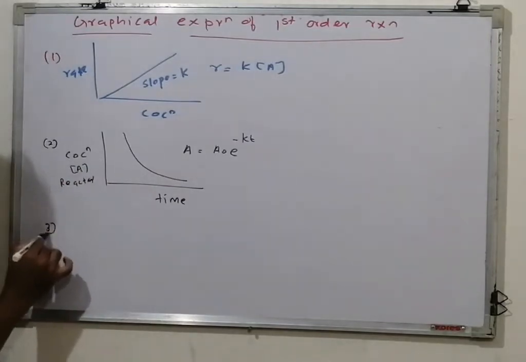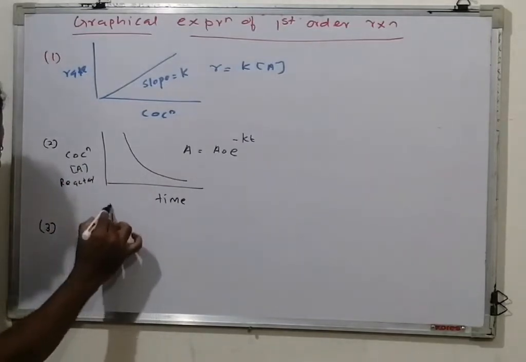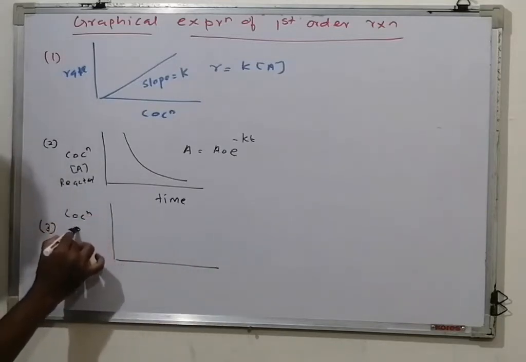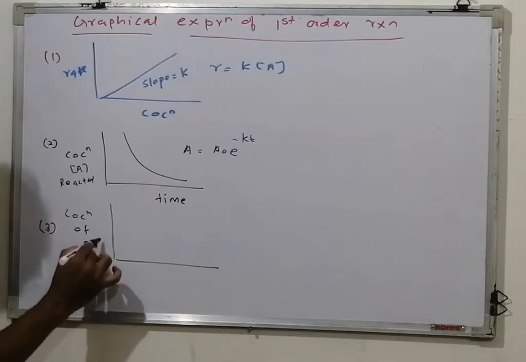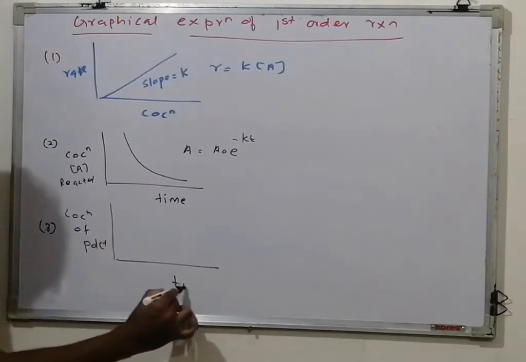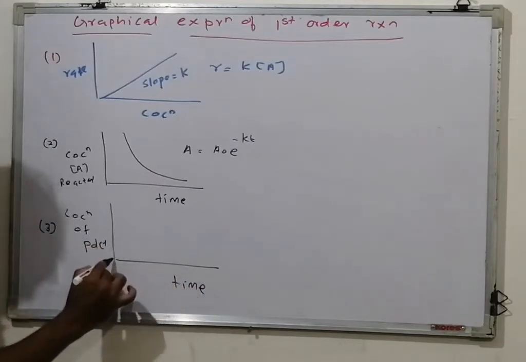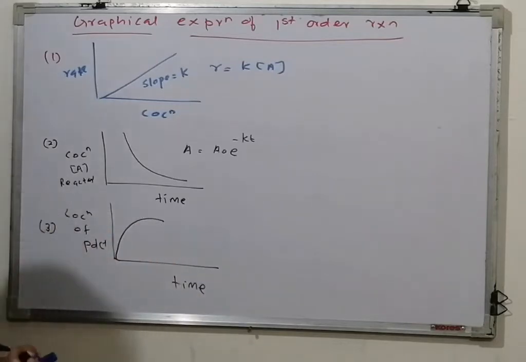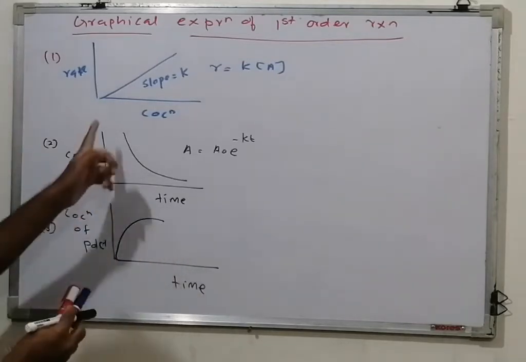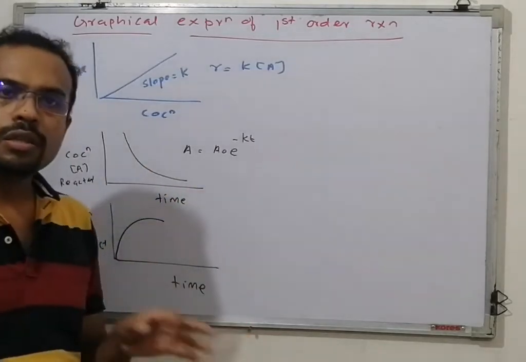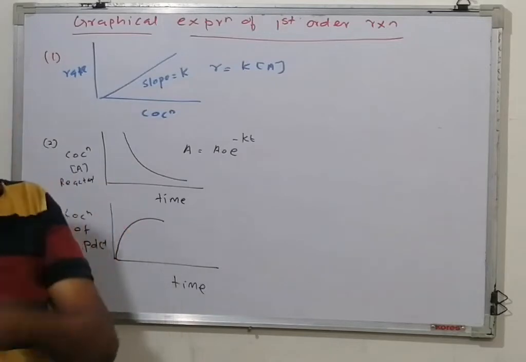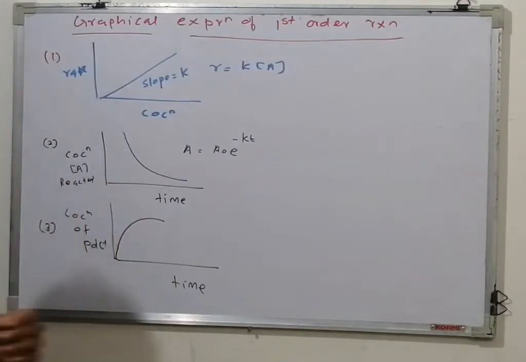Now third graph, suppose you draw a graph of concentration of product versus time. How will the graph be? Product is initially 0, then exponentially increases. If reactant exponentially decreases, surely product will exponentially increase. Fine.